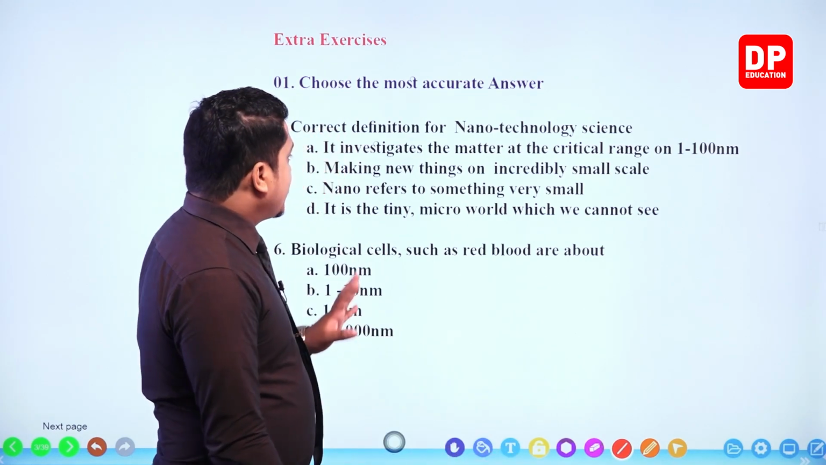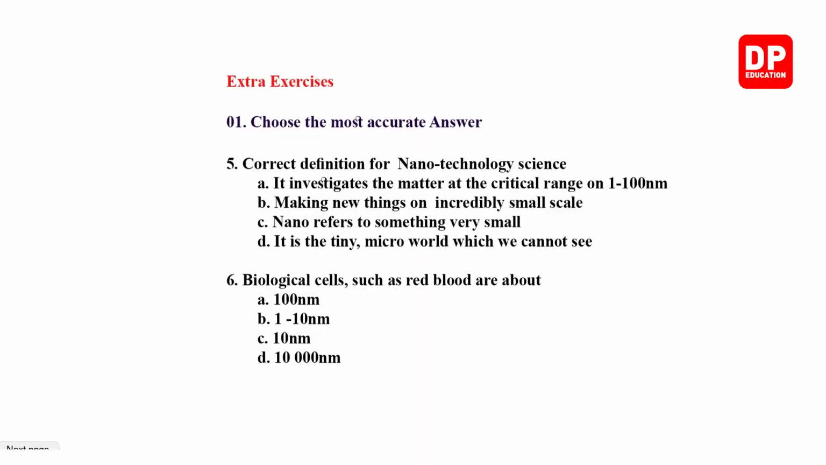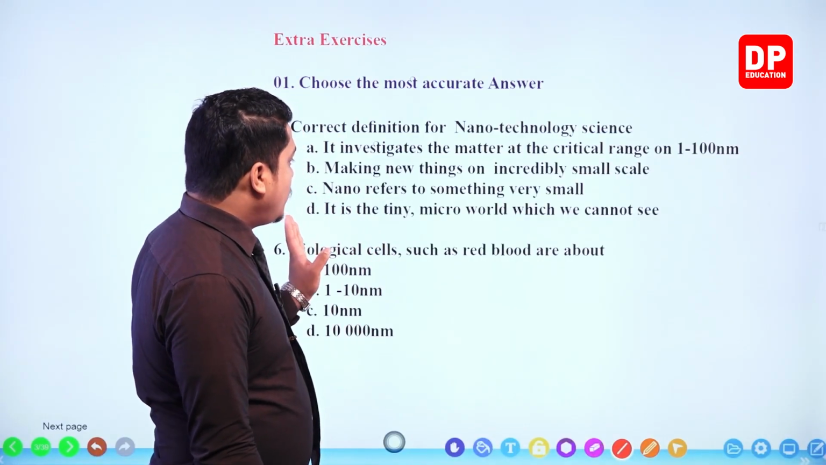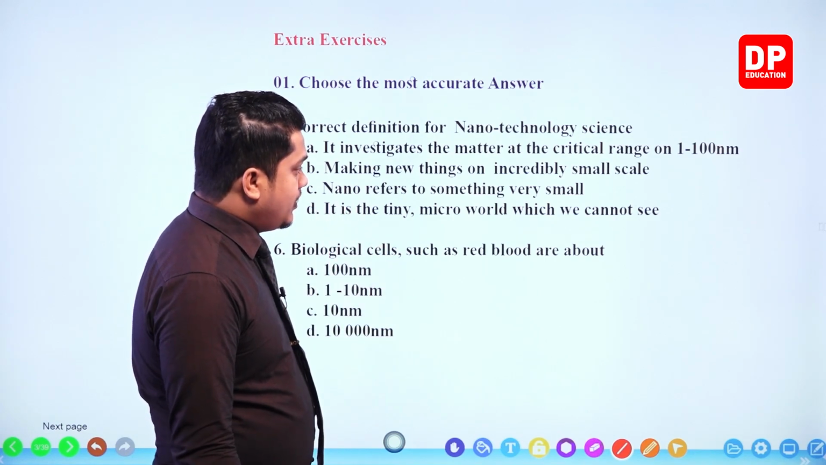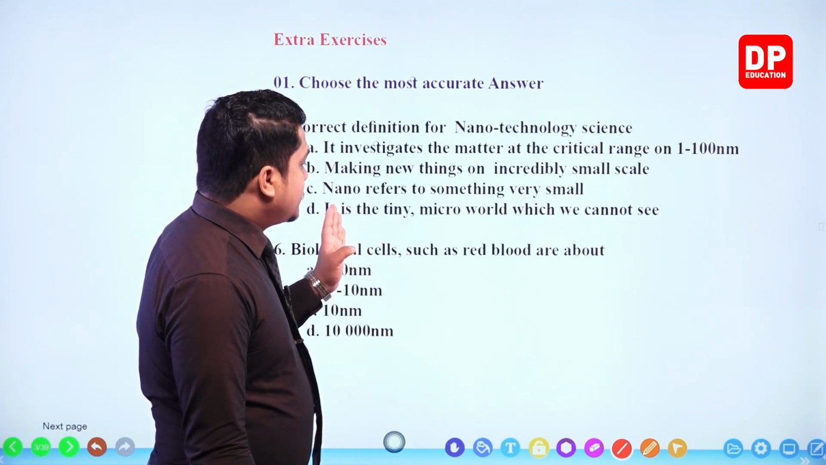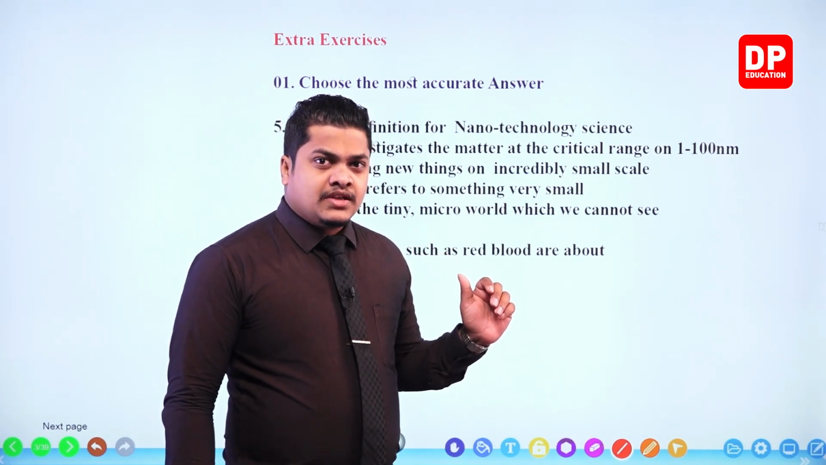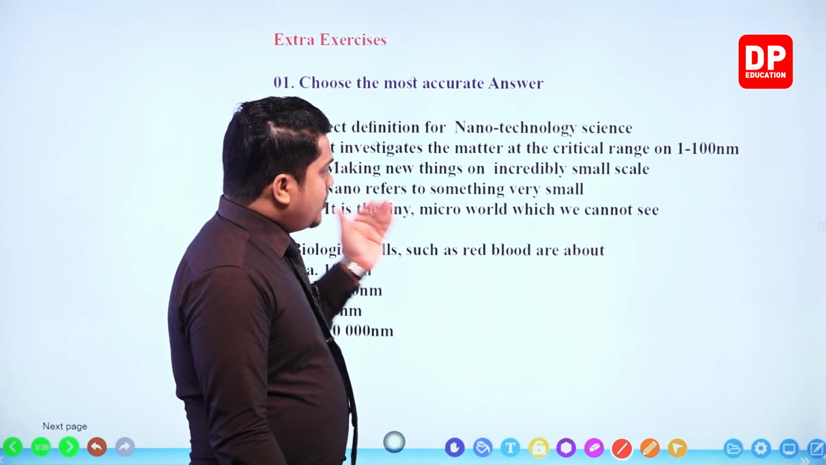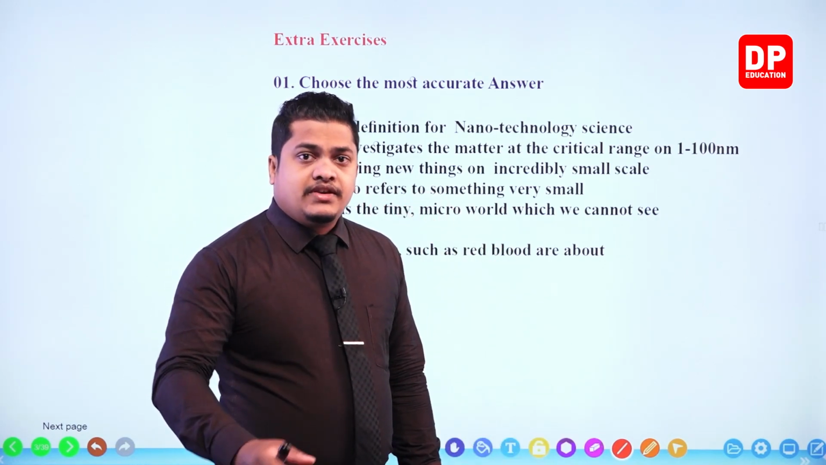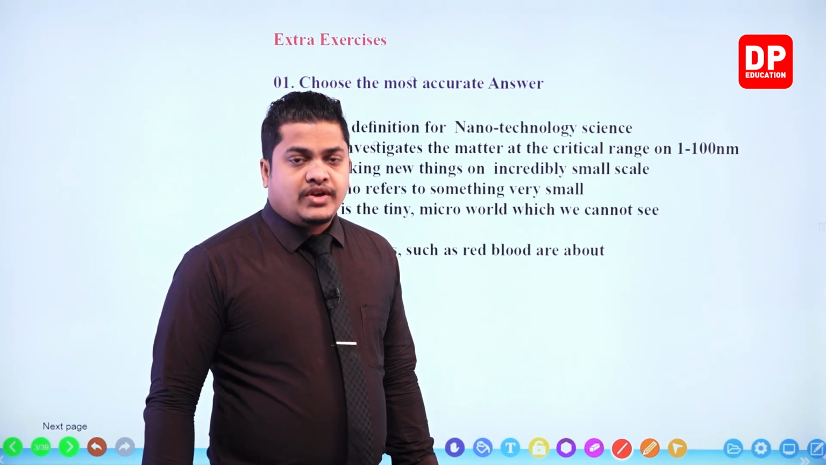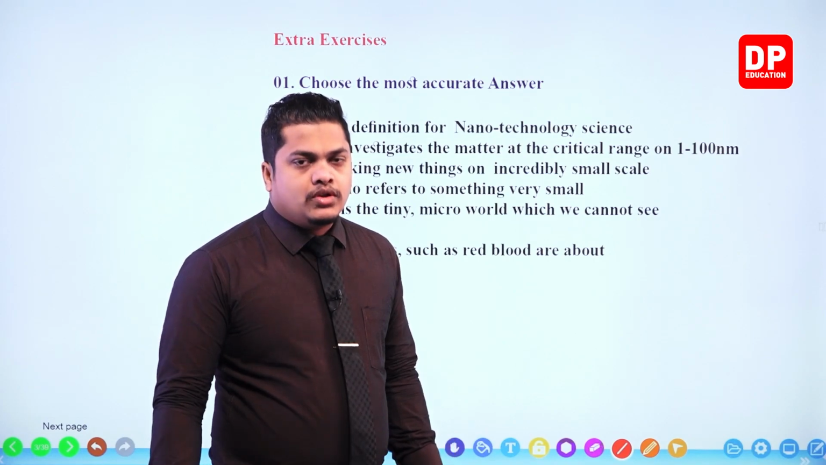So here the answers are given. It investigates the matter at the critical range of 1 to 100 nanometers. Next one given, making new things on incredibly small scale. Third one given, nano refers to something very small. Fourth one given, it is the tiny micro world which we cannot see. All of these things are correct, right? Nano world means the world which we cannot see. Actually, we can't see. Even from an optical microscope, we won't be able to observe the nanoscale. You have to use the electron microscope, the very tiny world.